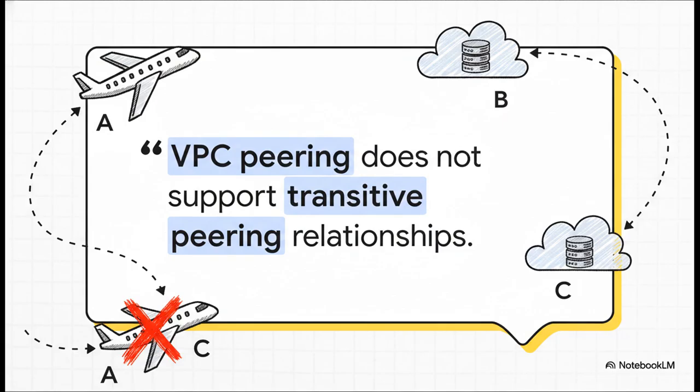So the crucial exam point, the thing you have to remember, is this: VPC peering is non-transitive. Think of it like direct flights. Just because there's a flight from New York to Chicago and another one from Chicago to LA, that doesn't mean you can get from New York to LA on that route. You'd need a separate, direct flight. It's the exact same idea.